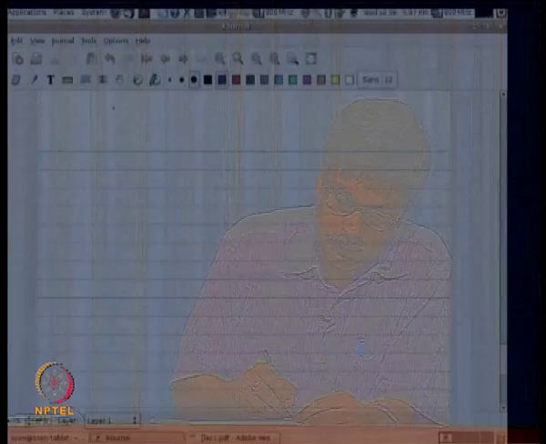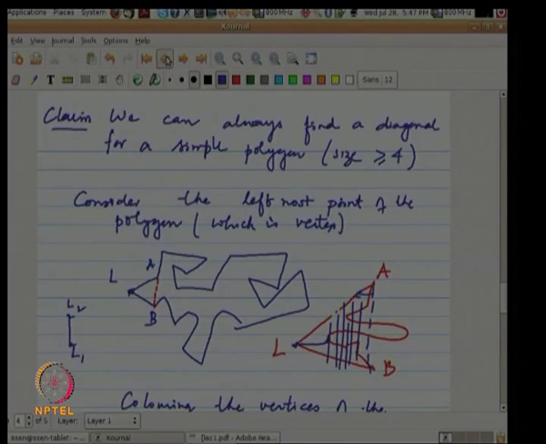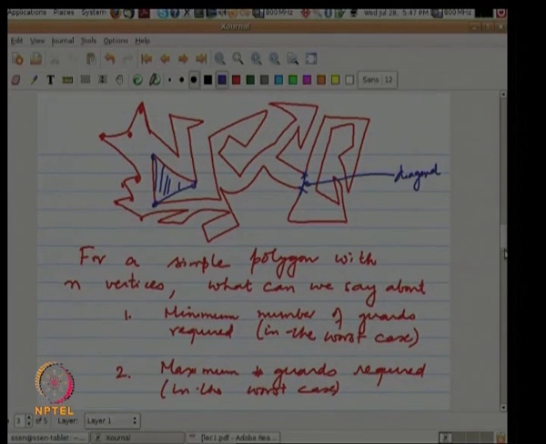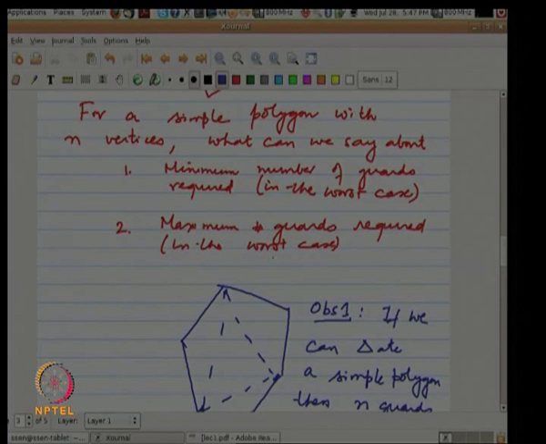See, every triangle must have 3 colors, and therefore it must necessarily have one vertex with the red color, and the entire triangle is visible from the red vertex. So, if every triangle has a guard posted at its red vertex, then the entire interior of the polygon is visible. So, this proves that, let me go back to where I posed the problem. We have the answer to the second question: the maximum number of guards required in the worst case is n over 3.